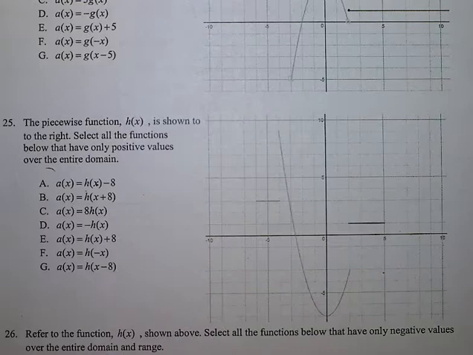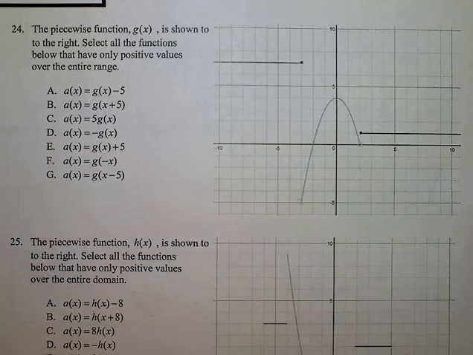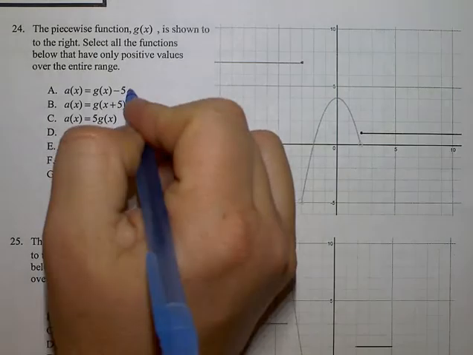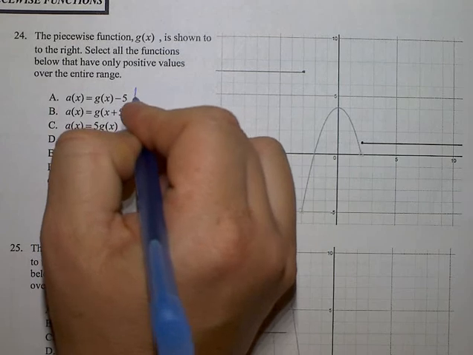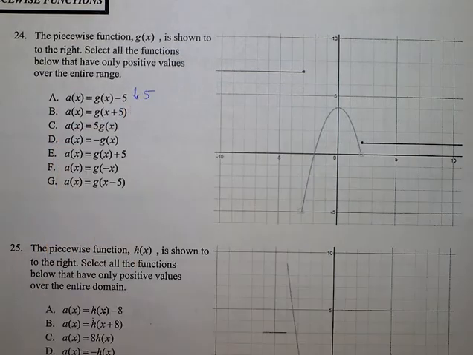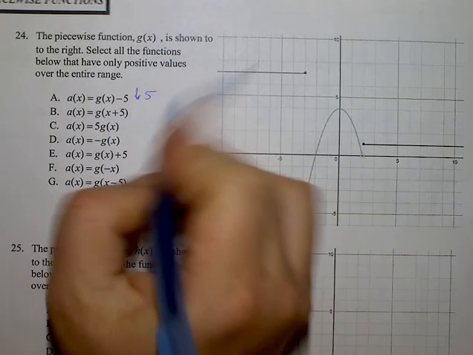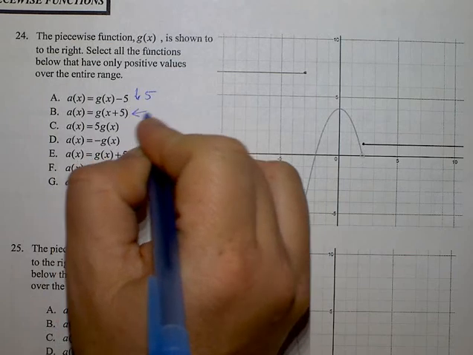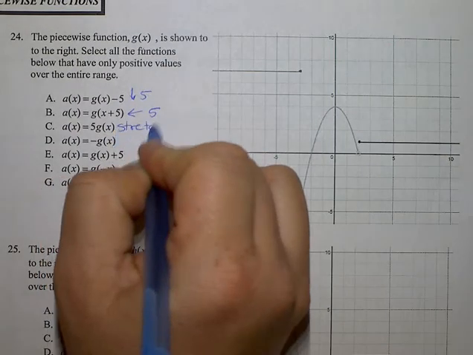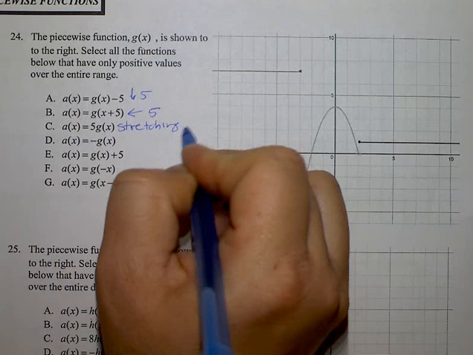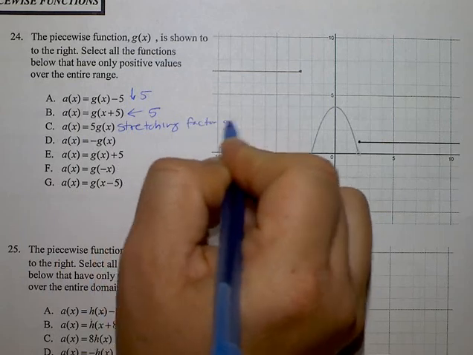Okay, flip to the back. As a quick reminder, I don't have time to go over all of these. I just want you to write this down. This means we are shifting everything down 5 from the original function. This means we're shifting everything to the left 5 units. This means we are stretching vertically by a factor of 5.